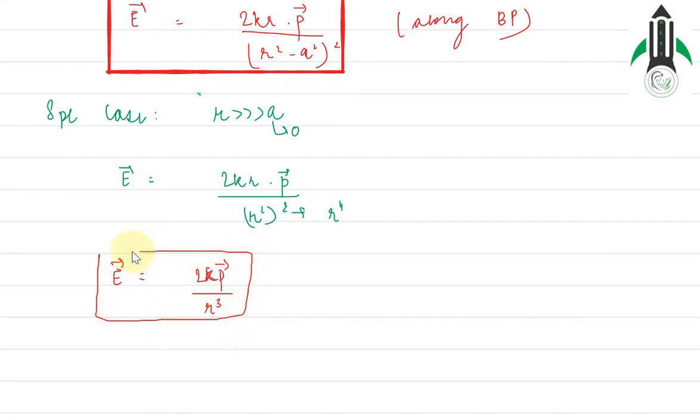So this is the special case of the electric field on the axial line of a dipole. So this was it for this derivation.